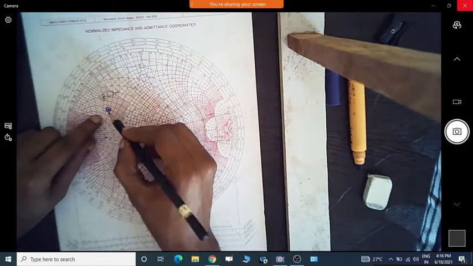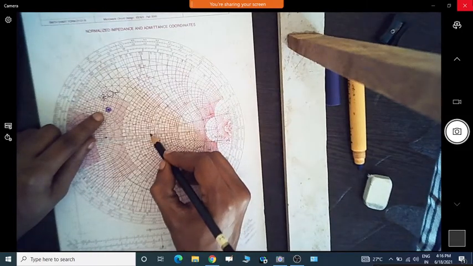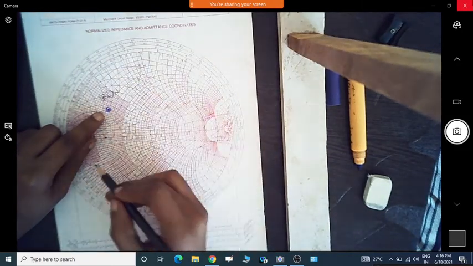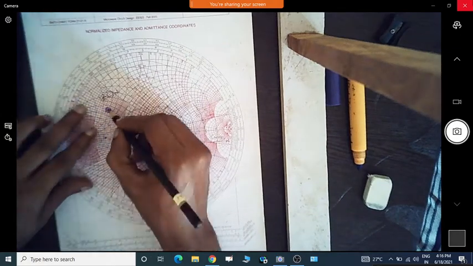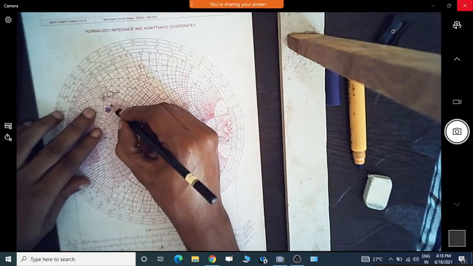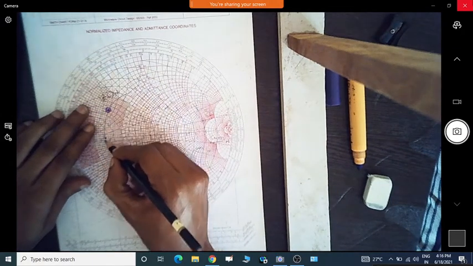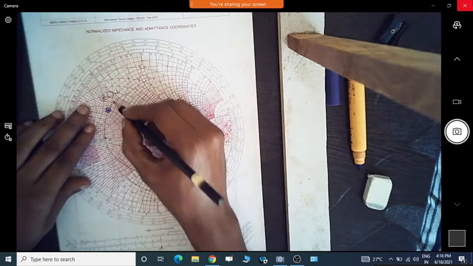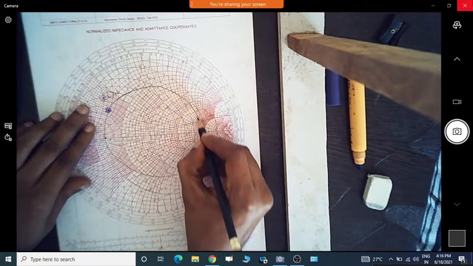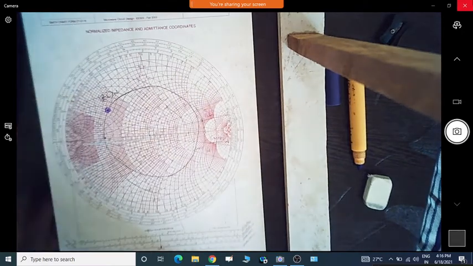So now taking this radius, okay, so we need to plot the circle. Okay, so now approximately I will plot this one, the VSWR circle. So like this.